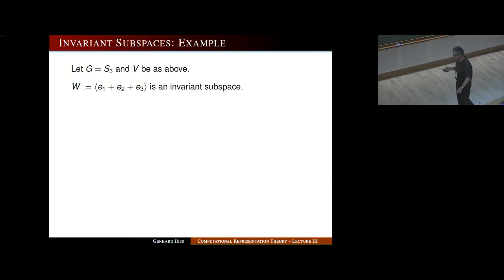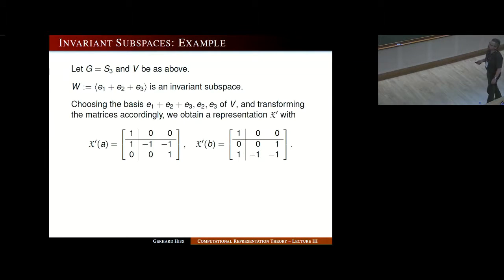For example, let's look at this example with S3. Since these basis matrices are permuted as the letters 1, 2, 3, you see that the sum of these elements is invariant. And whenever you apply a group element to this sum, you get back the sum. So this gives you a one-dimensional invariant subspace. Now we choose a basis which goes through this invariant subspace. So the first basis element is this basis element of the invariant subspace, and you extend to a basis of all of B. And then, of course, you see this block diagonal structure.